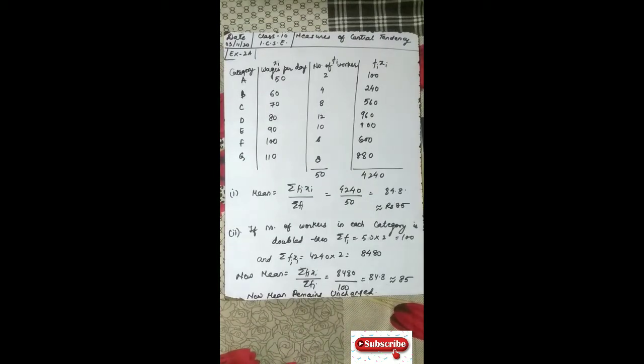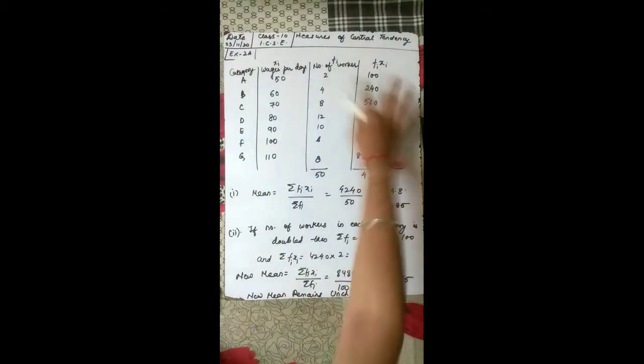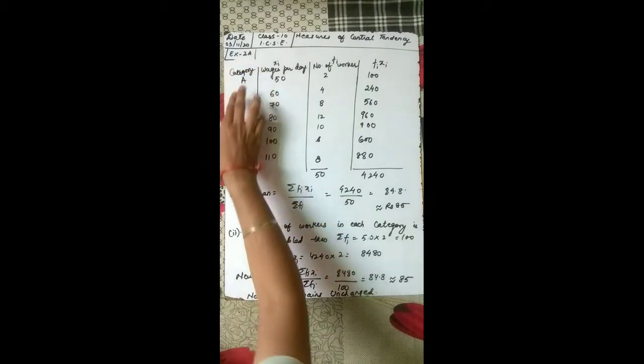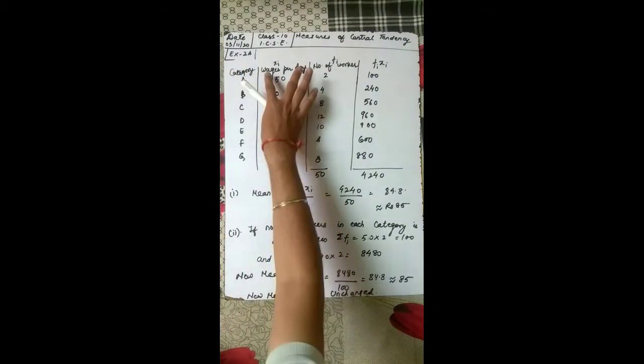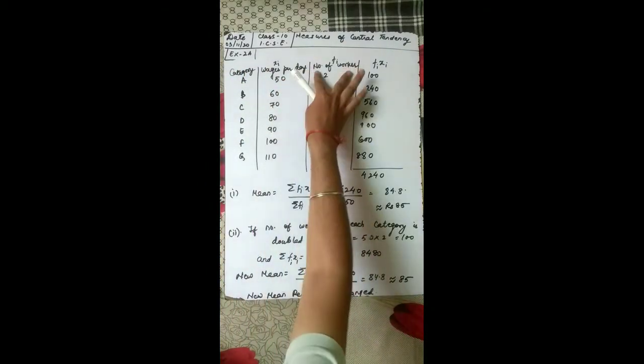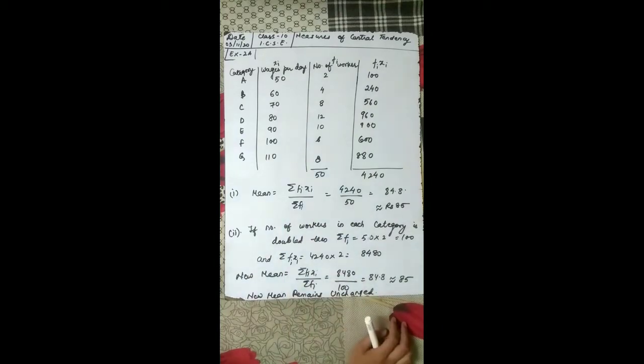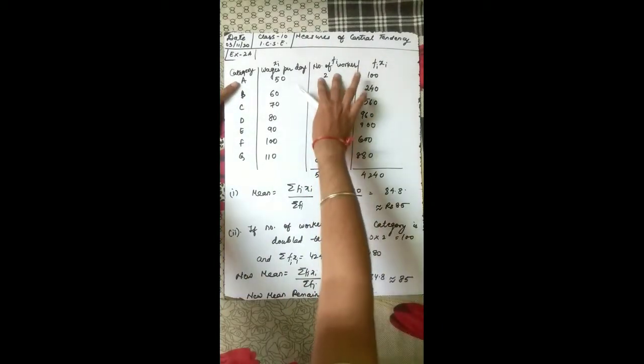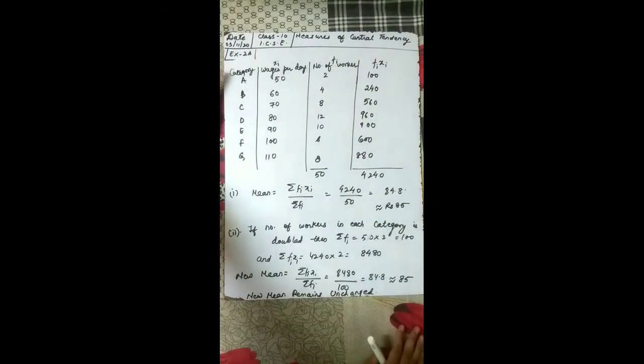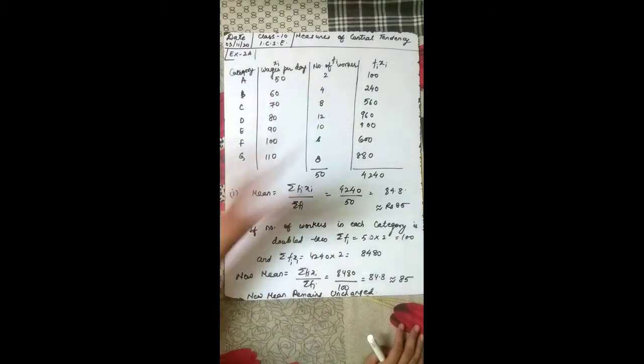Okay, let us do the 14th question. I've already solved it here. So the thing is, you are given such questions where you have categories A, B, C, D up to G, wages per day, and the number of workers here. So in category A, 2 workers get 50 wages per day. Such type of data is there.